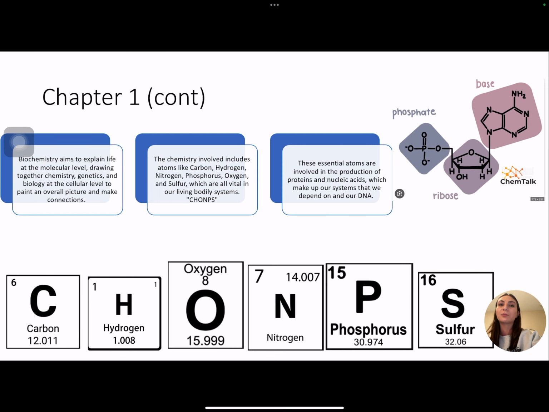Biochemistry aims to explain life at the molecular level by drawing together chemistry, genetics, and biology at the cellular level to paint an overall picture and to make connections. The chemistry involved includes atoms like carbon, hydrogen, oxygen, nitrogen, phosphorus, and sulfur, which are all vital in our living bodily systems. These essential atoms are involved in the production of proteins and nucleic acids, which make up our systems we depend on, as well as our DNA.